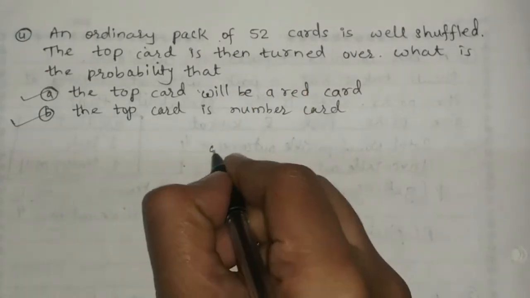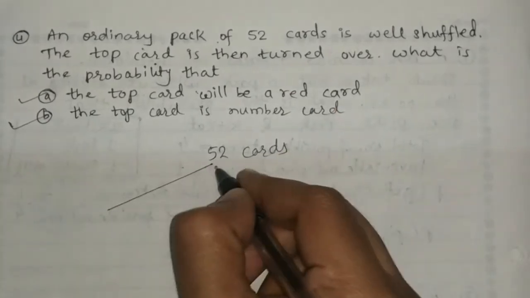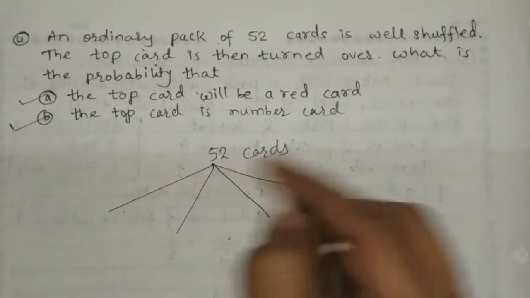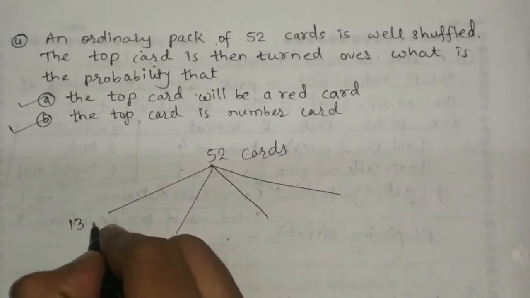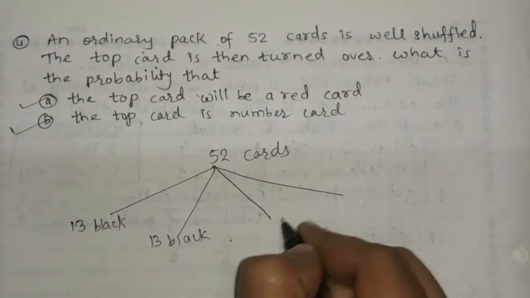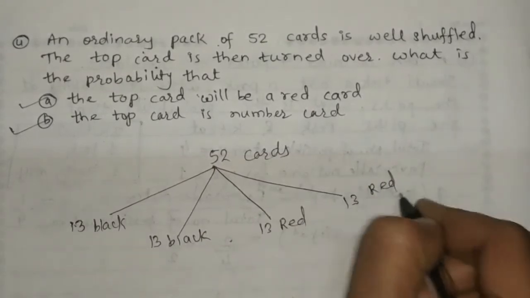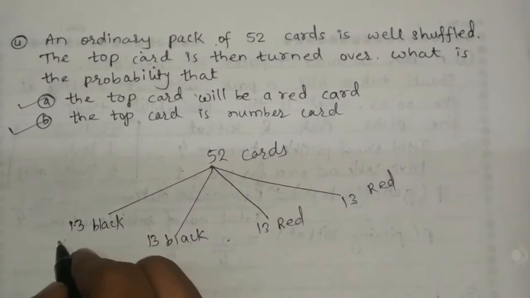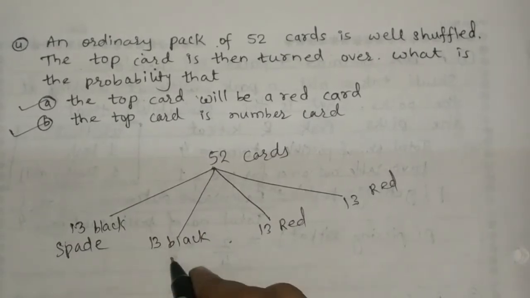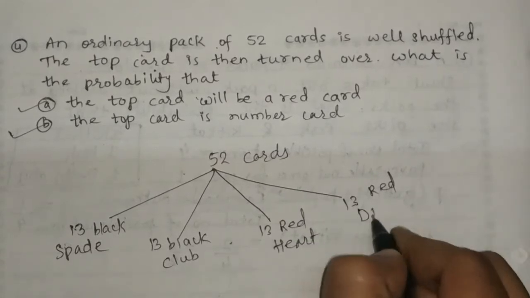So we know that 52 cards are there. Out of that we have 4 suits. So 13 are going to be black, again 13 black, 13 red, again 13 red. In this way, this is going to be the spade, this is going to be club, heart and diamond.